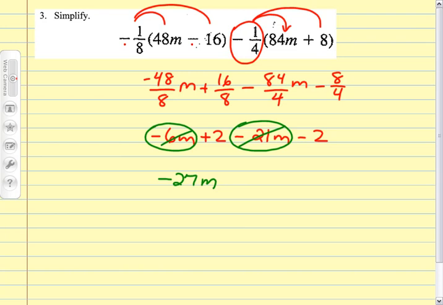Good. And now what? Positive 2 and negative 2 just cancel out. These two just cancel each other out. Nothing left to do. I just have one term as my answer, negative 27m. Everybody happy?